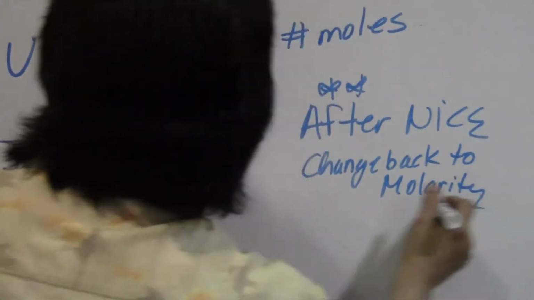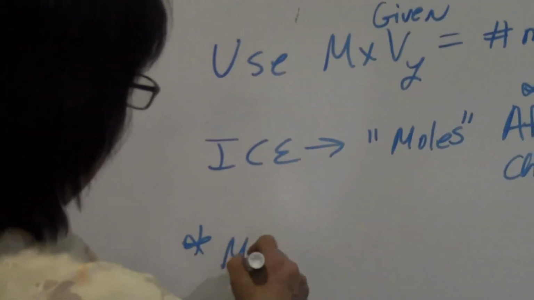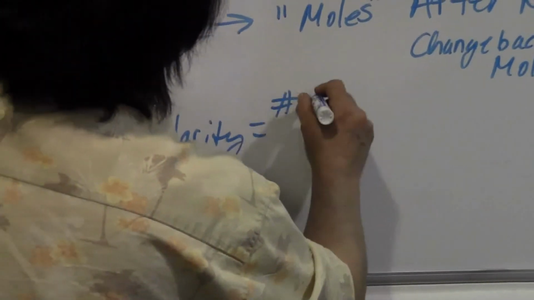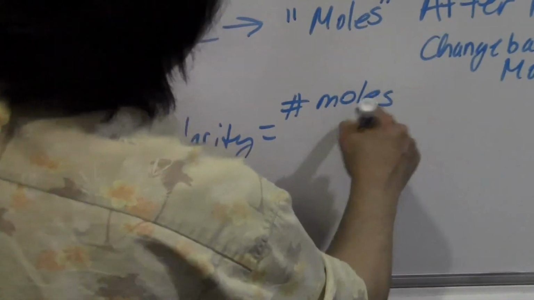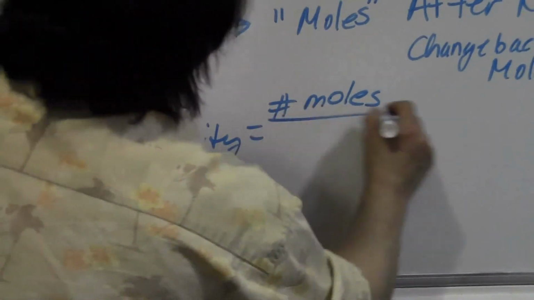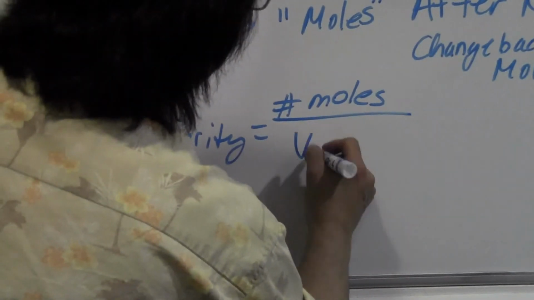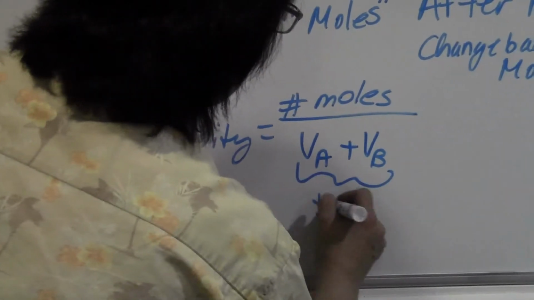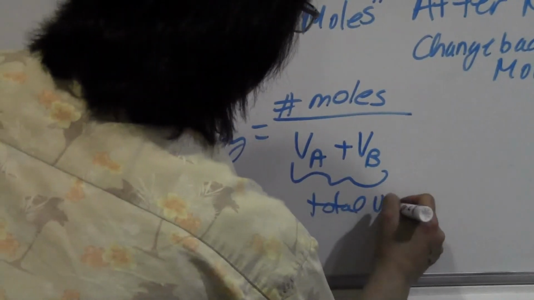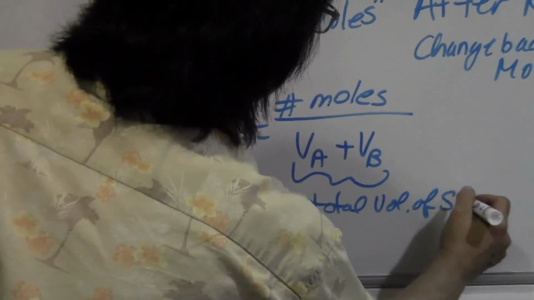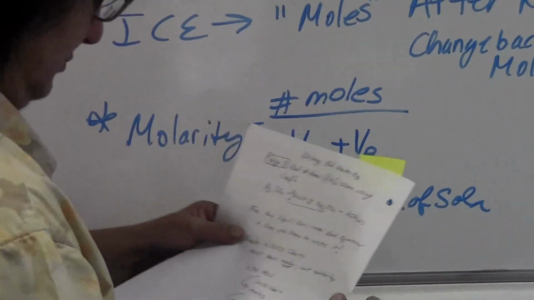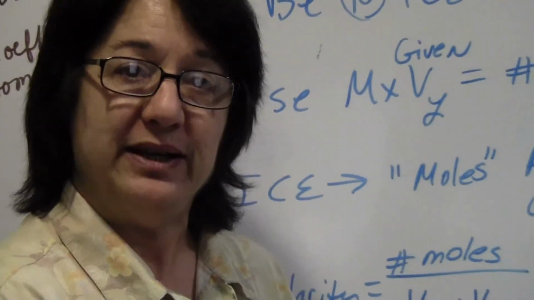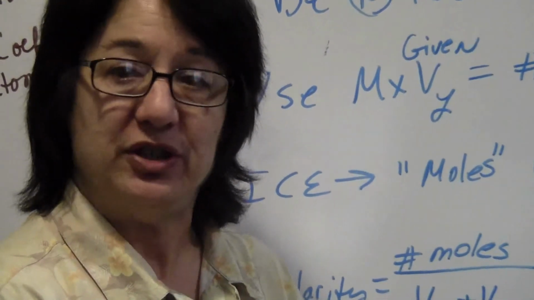The way we do that is with this equation, molarity equals number of moles, which we have at the end of the equilibrium chart, divided by volume. But you have to add the volume of the acid and the base, because that's the total volume of the solution. So now we're all ready to try an example of finding the pH of a neutralization equation.